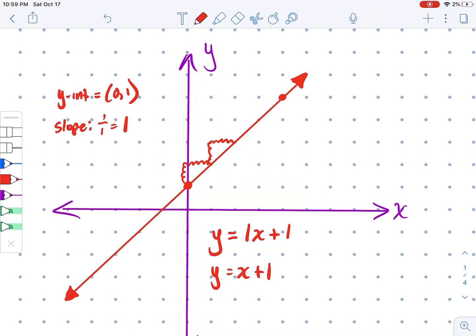Now again, if I wanted to start at this point and end up at this point here, I could have gone down 1, 2, 3, 4, down 4, left 1, 2, 3, 4, left 4. A ratio of going down 4 and left 4 gives me a ratio of the change in vertical versus the change in horizontal. That ratio is still 1. So that is my slope.